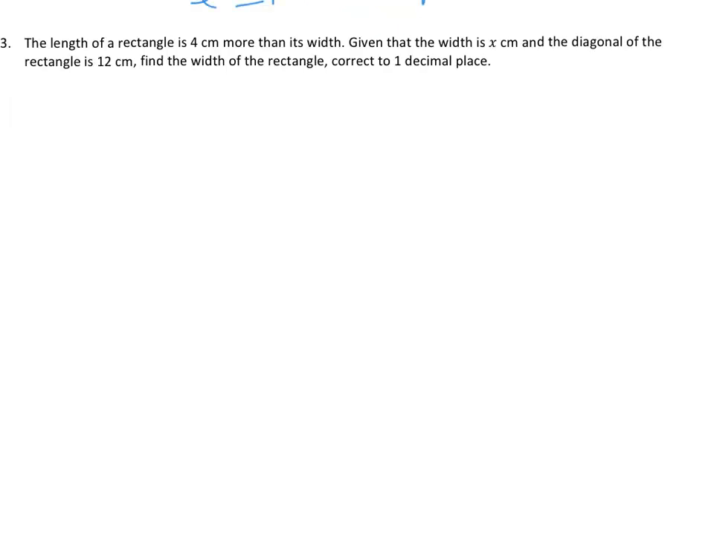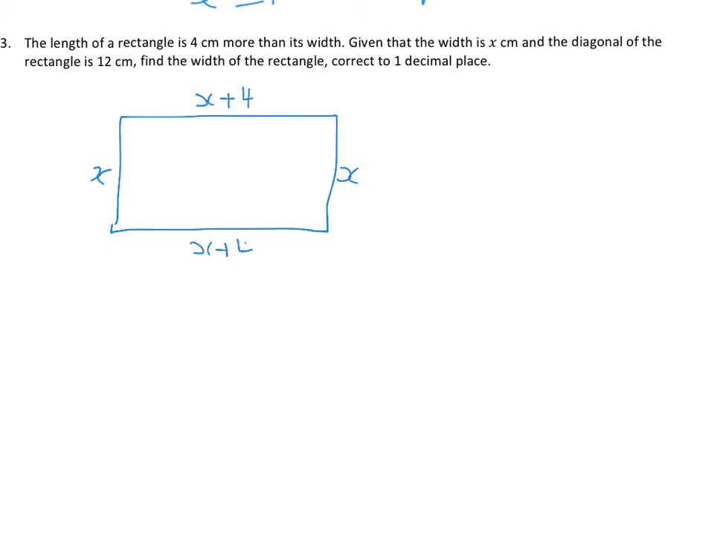To do example 3, where we've got a rectangle which is 4 centimeters more than its width, it would be a good idea to draw out a rectangle first of all, so that we know what we're talking about. The length is 4 more than its width. If the width is x, so this is x, and this is going to be x, the length then is x plus 4, and so it's the bottom one. Given that the width is x and the diagonal is 12, so we'll put in the diagonal to be 12. Find the width of the rectangle correct to 1 decimal place.